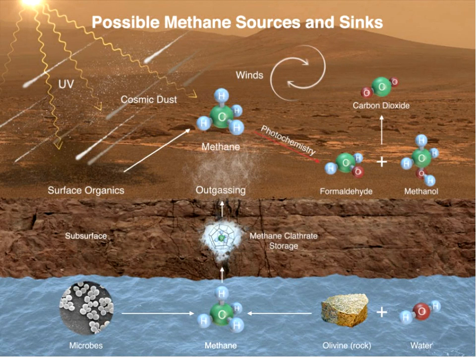And then in terms of destruction, once it's in the atmosphere, that same ultraviolet light can destroy it, and you end up on the right-hand side of the picture, where if you have methane in the atmosphere and ultraviolet light breaks it apart, it'll form things like formaldehyde, methanol, carbon dioxide. So we want to look for all these different clues, and that's what we're doing now.